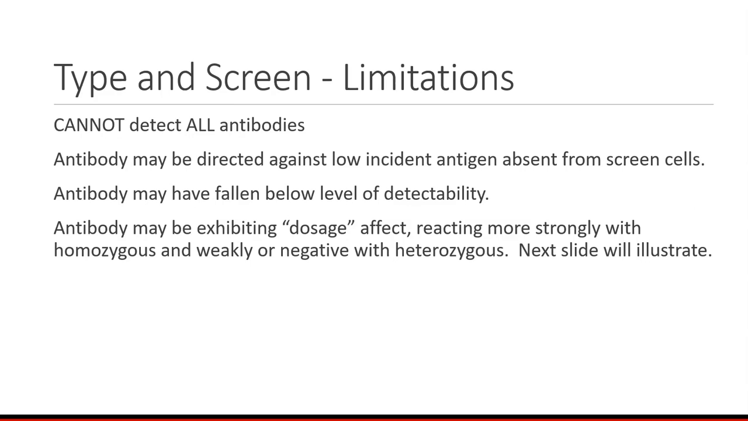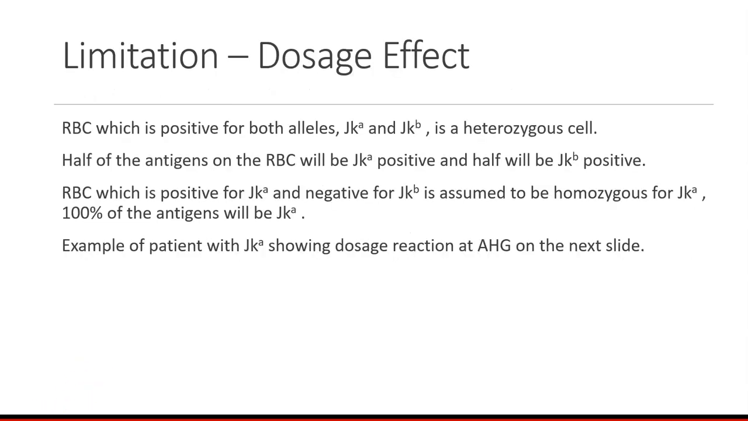Or the antibody may be exhibiting dosage effect, where it reacts more strongly with a homozygous cell and weakly or negative with a heterozygous cell. So let's talk about an example. A red cell which is positive for both alleles, JKA and JKB, is a heterozygous cell. Half of the antigens on the red cell will be JKA positive, and half will be JKB positive. A red cell which is positive for JKA and negative for JKB is homozygous. For JKA, it has 100% or a double dose of the JKA antigen.